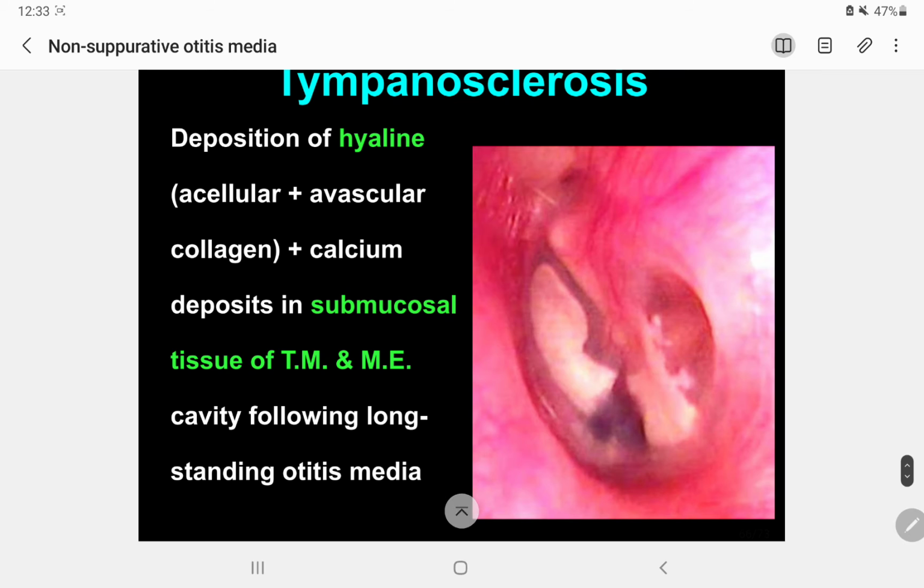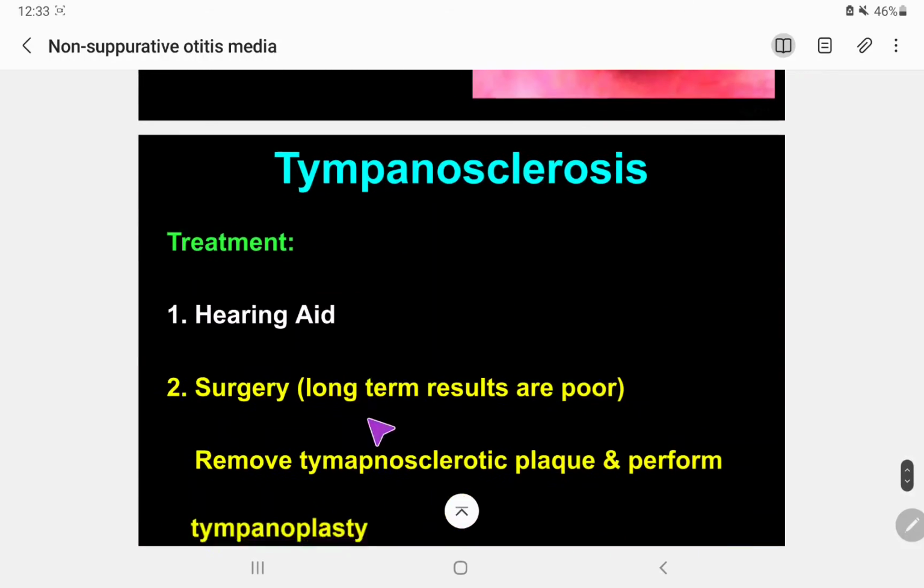Okay, so tympanosclerosis. What is tympanosclerosis? It is a deposition of hyaline, that is acellular avascular collagen, plus calcium deposit in the submucosal tissue of the tympanic membrane and middle ear cavity following a long standing otitis media, chronic otitis media.